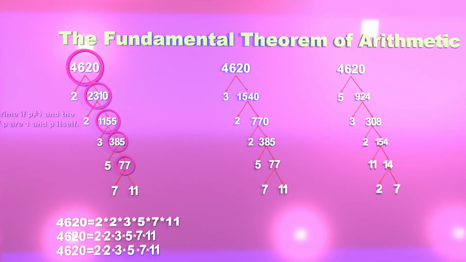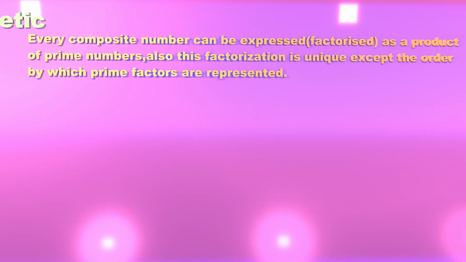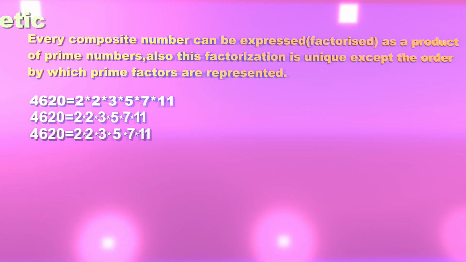But for now, just tell me the definition of the fundamental theorem of arithmetic. The process we saw right now is called the fundamental theorem of arithmetic. Let's write it down. Every composite number can be expressed as a product of prime numbers. And also this factorization is unique except the order by which prime factors are represented.